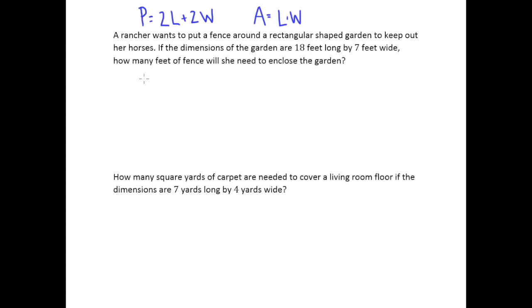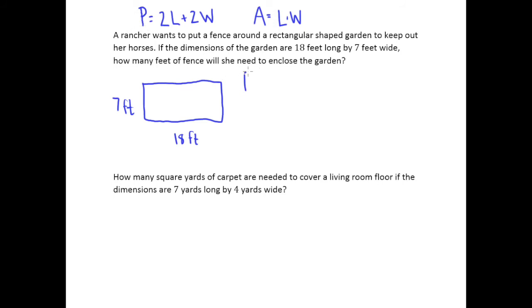Well, the key here is that we want to know how many feet of fence are needed. So in other words, we have this garden here that's 18 feet, and sorry about my poor rectangle here. It's supposed to be a rectangle, but it's supposed to be 18 feet long by 7 feet wide. And so she wants to put fence all the way around this. Well, to put fence around this, she needs to know the distance around it, and that's perimeter.